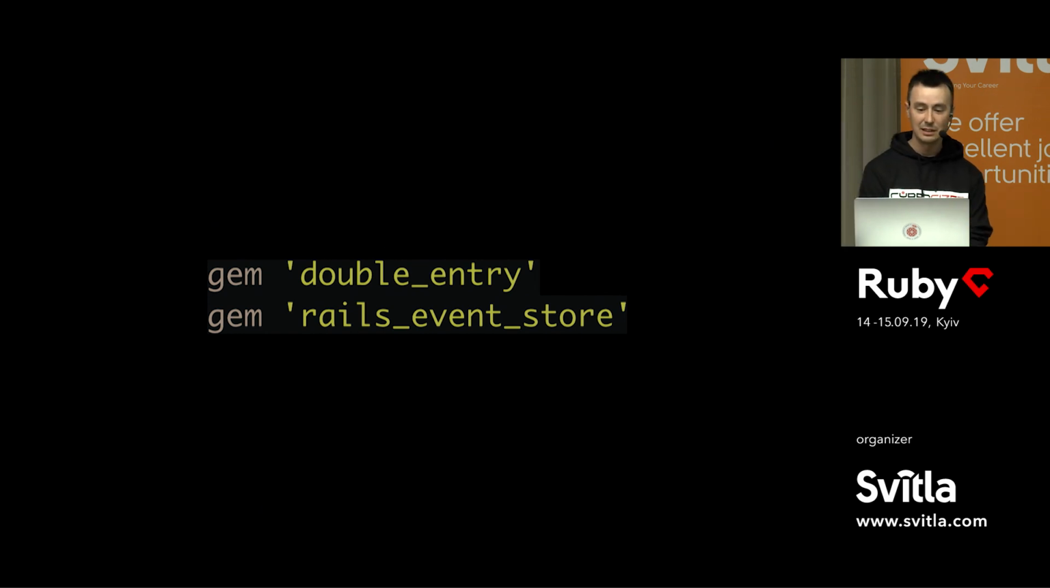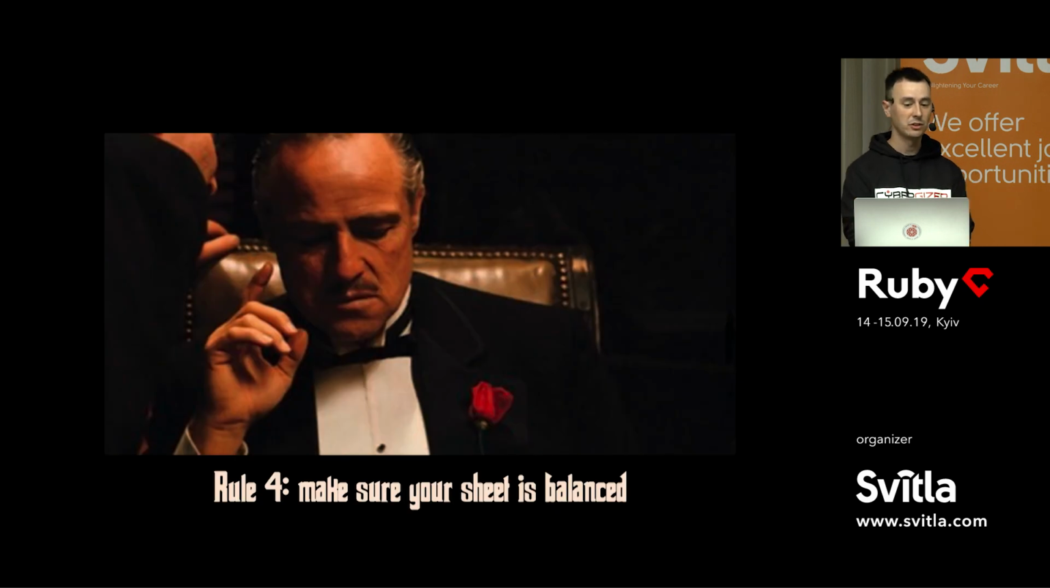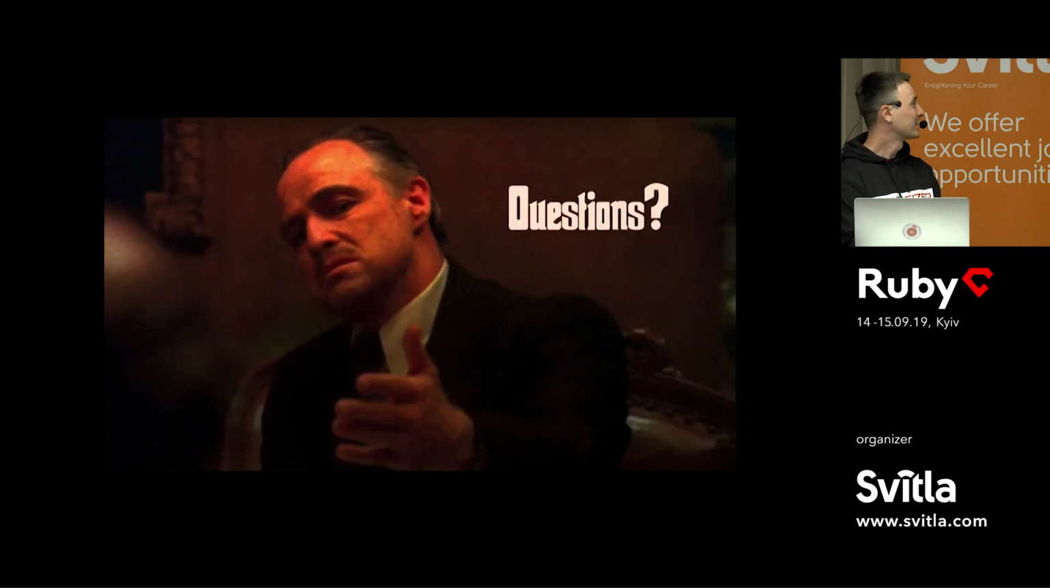That's almost it. Where to go after this talk? If you would like to learn more about how it works, please visit this link. This guy, actually, he's talking at the ClojureConf, and they're using Datomic and such kind of cool stuff, where they use it to create an accounting system. But rule number 4, make sure your sheet is balanced. Questions?